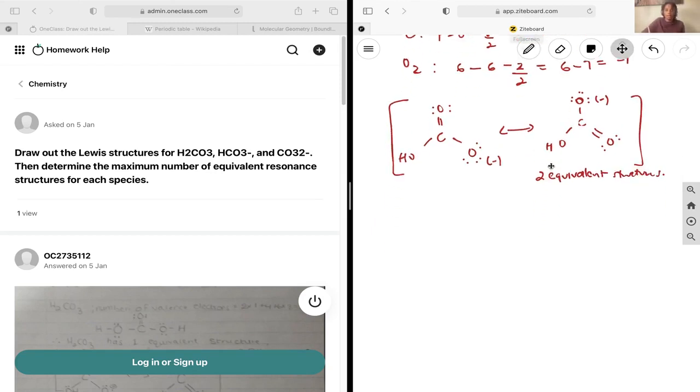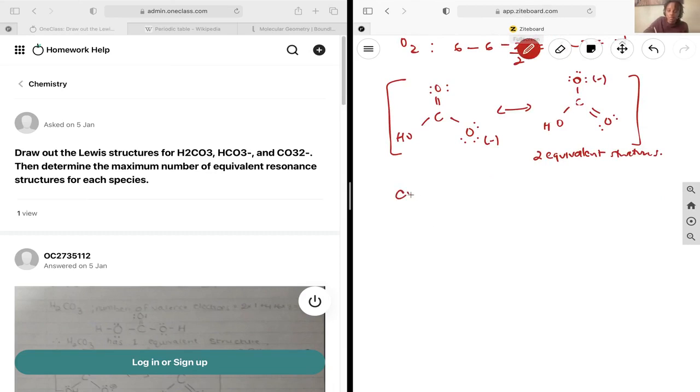Okay, and then last up we have HCO3 minus. Let's count our valence electrons. We're going to have 4 plus 3 by 6 plus 2, and that is again going to give us our 24 electrons to play with. And so now let's write out our structure. Okay, and then let's start with single bonds on each and filling in the octets of the oxygens. Okay, and then let's see if that all makes sense.